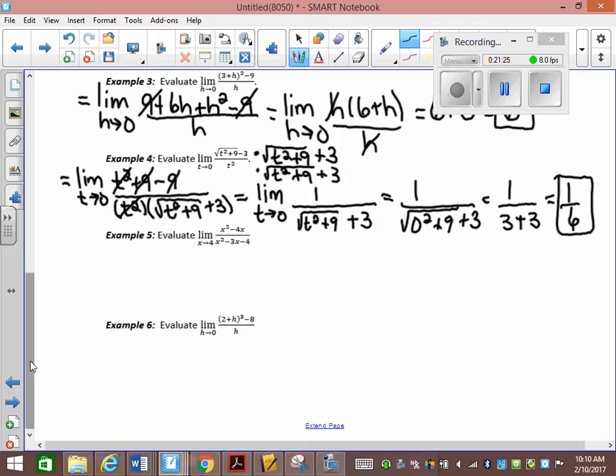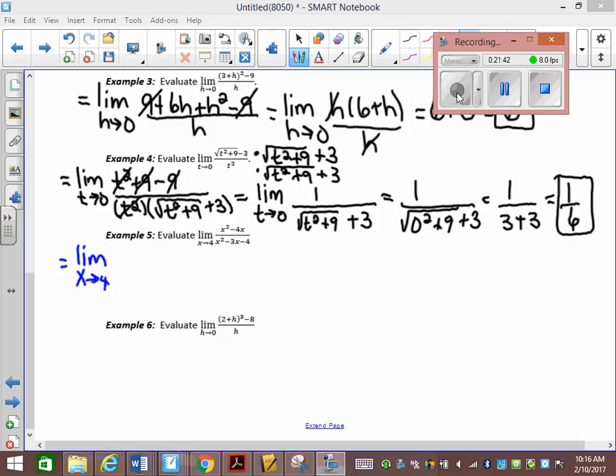Try example 5 and example 6. Example 5, you're going to have to factor. Example 6, you have to expand that. 2 plus h cubed. You're going to have to go 2 plus h times 2 plus h times, yes, you are. Be happy it's not a 4 or 5, okay? You have to expand that out.